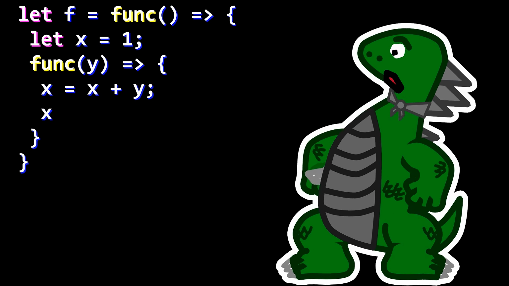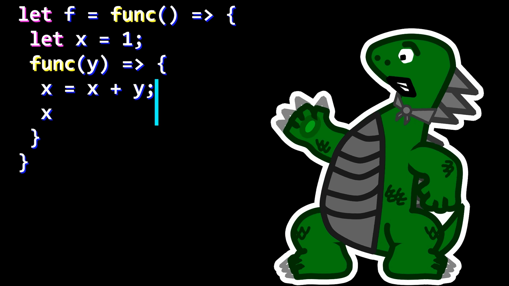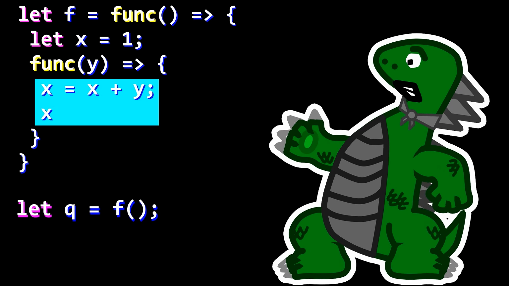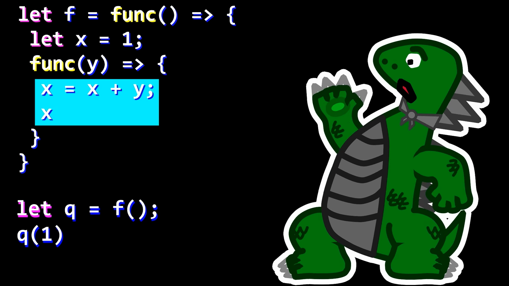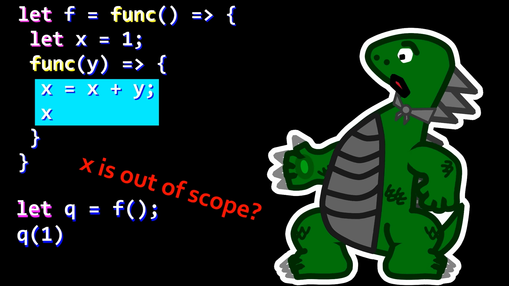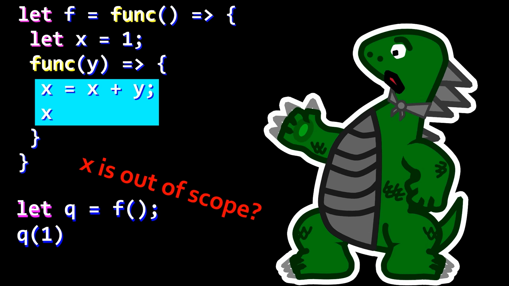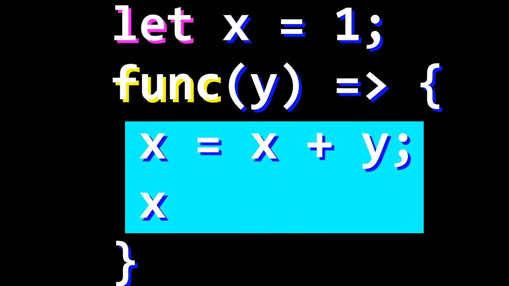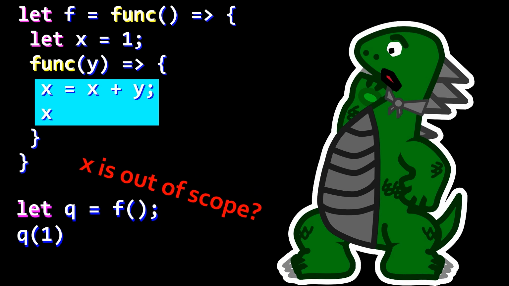Hold on a second. The inner function here refers to x, but if we were to do something like let q equal f, and then call q of 1, that will call the inner function, but q isn't in the scope with x anymore. Even though, if I were to just look at this, it should just use the same x as the original call to f. So, what's happening here?